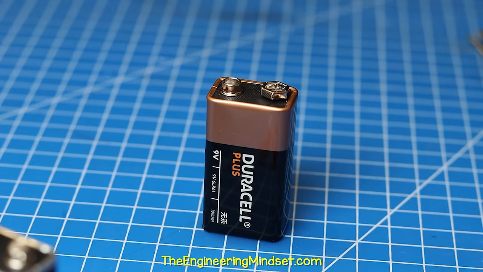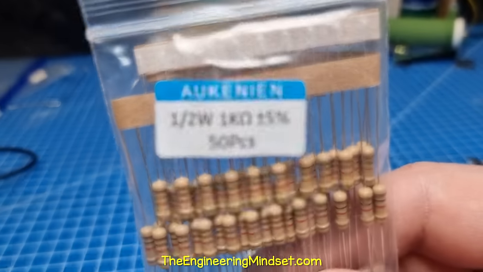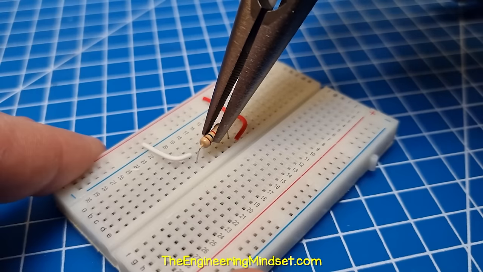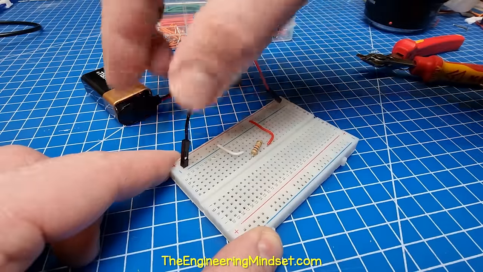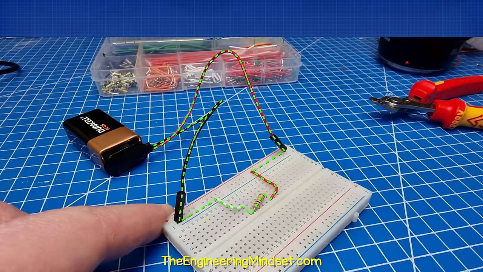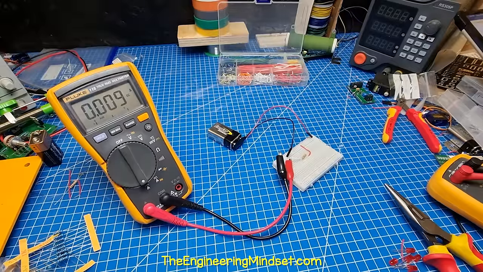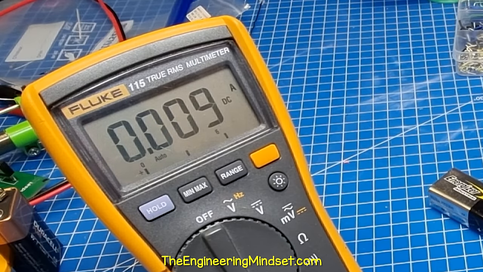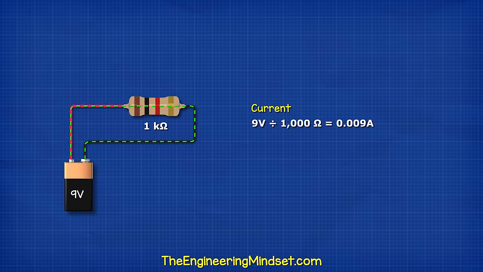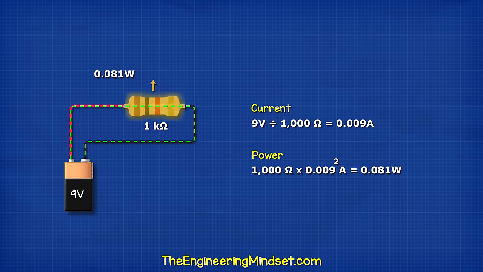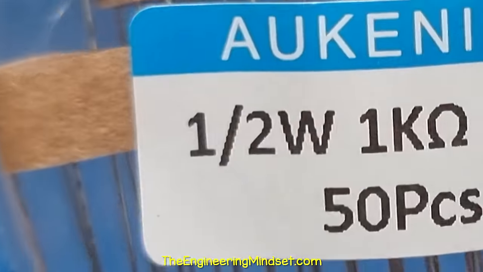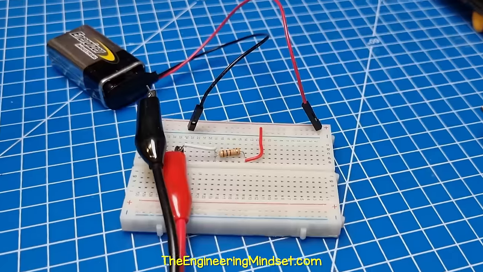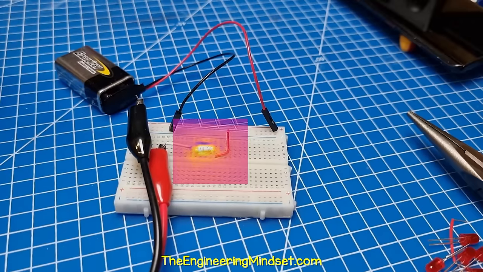Take a 9-volt battery, and using a test board, insert a 1 kiloohm resistor, and then connect the battery. Electrons are flowing from the battery and through the resistor. We should see a current of around 0.009 amps. We can calculate it like this. This gives us a power dissipation of 0.081 watts. As this is a 0.5 watt resistor, it will work fine and generate a little heat.